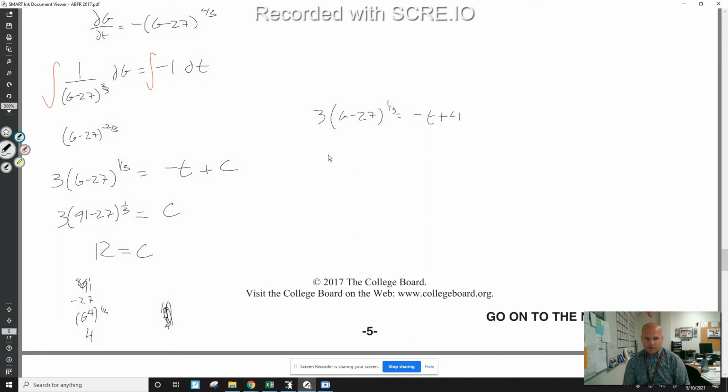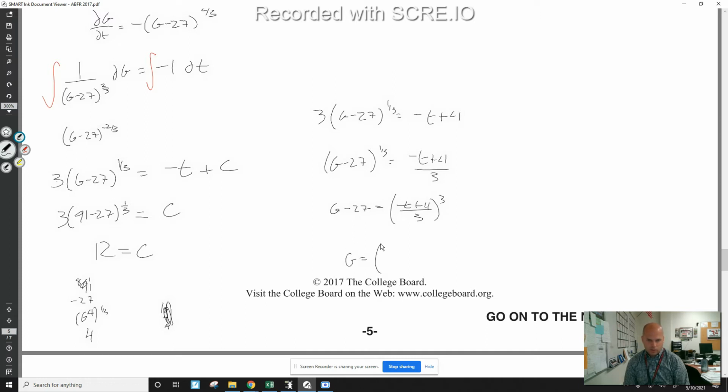I'm now going to divide everything by 3. So g minus 27 to the 1/3 equals negative t plus 4 over 3. Cube both sides. G minus 27 equals this entire thing cubed. Don't be tricky. Don't cube everything. That doesn't work. Then add 27.